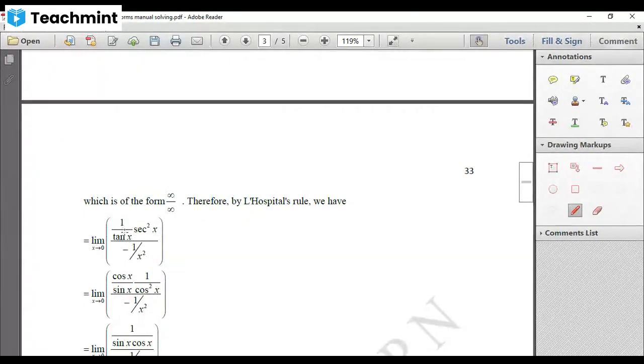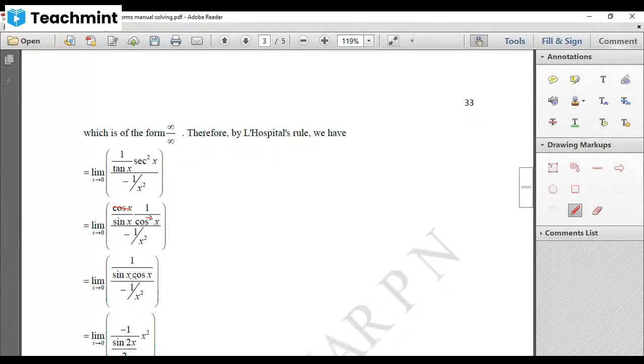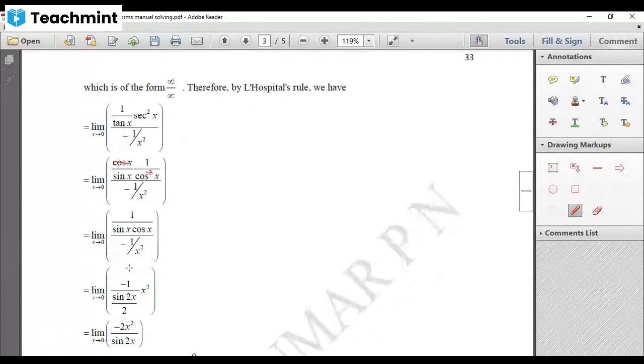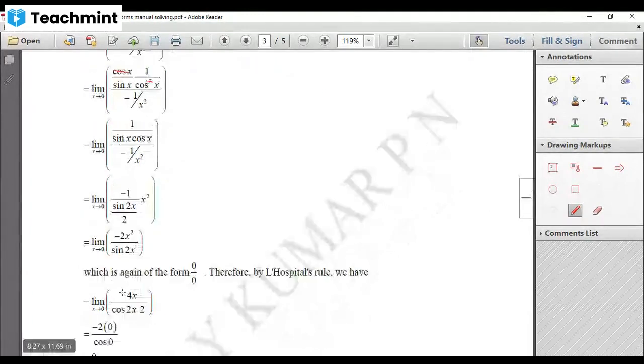Now we know that 1 by tan x is cot x, and cot x can be written as cos x by sin x, and secant square x is 1 by cos square x. One cos x gets cancelled here, right? So you'll get 1 by sin x into cos x divided by minus 1 by x square. If you send 1 by x square to the numerator, that becomes x square by 1. So you'll get x square here, right? And what is your sin x into cos x? It is sin 2x by 2. And if you send this one to the numerator, you'll get minus 2 x square by sin 2x.